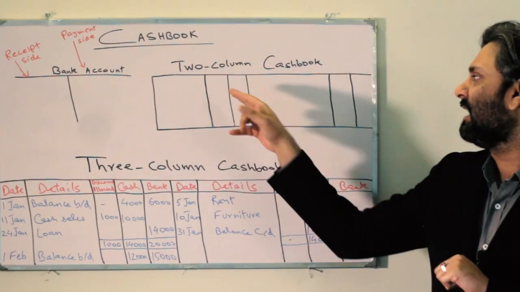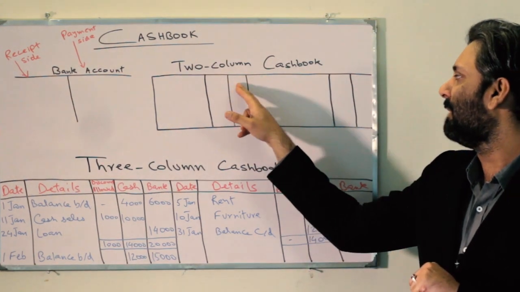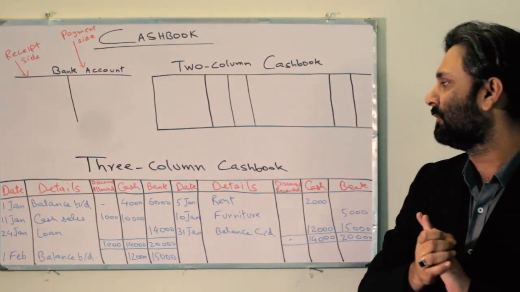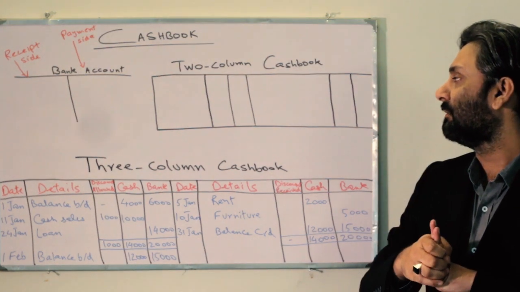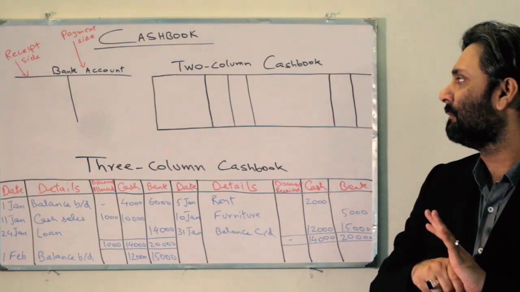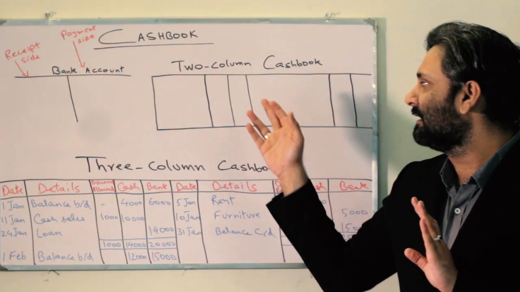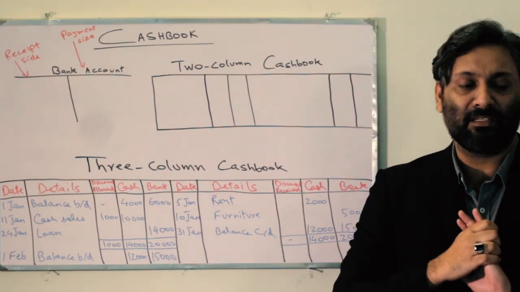And then when cash and bank accounts are going to be maintained simultaneously, that is cash and bank, both of them, that will be called the two column cash book. We are basically talking about a type of cash book in which cash and bank transactions are being recorded simultaneously.